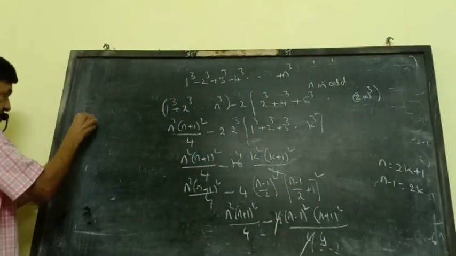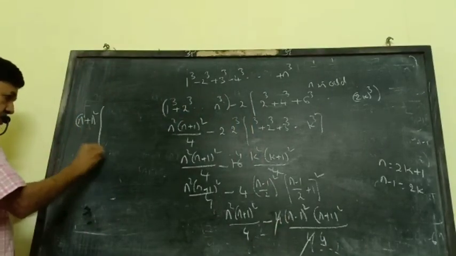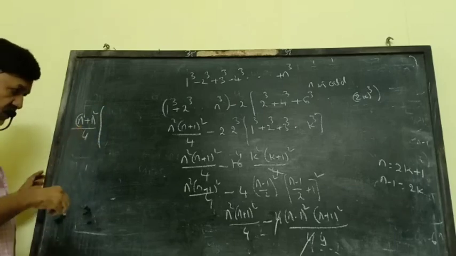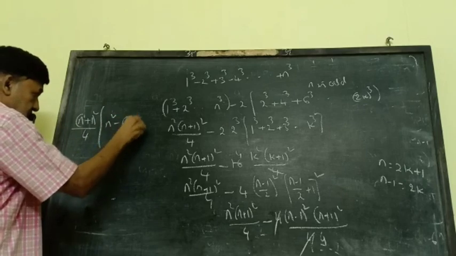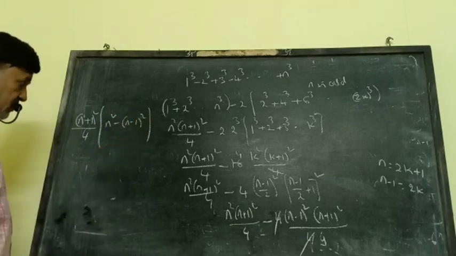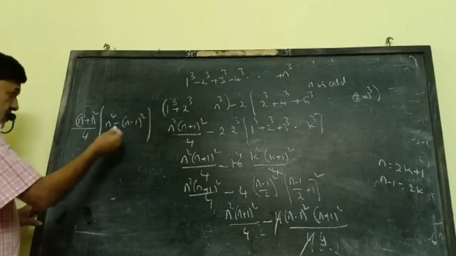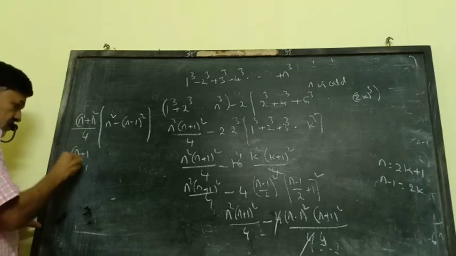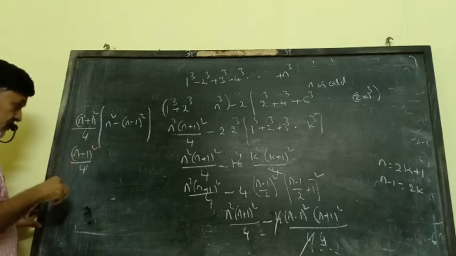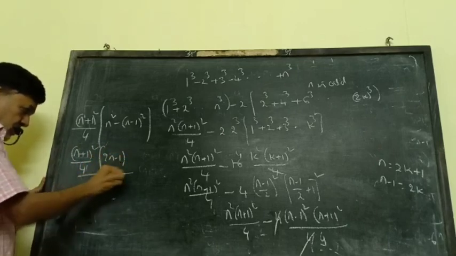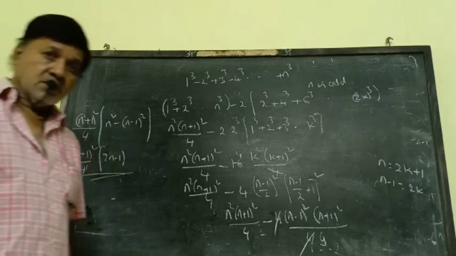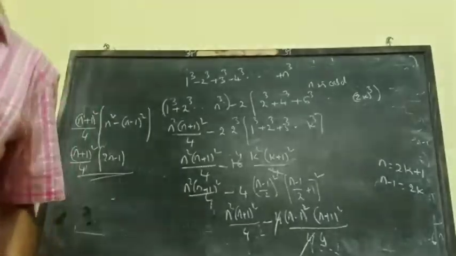What is common in these two? n plus 1 whole square by 4 I can take outside. n square minus n minus 1 whole square. You can simplify this: n plus 1 whole square by 4 into 2n minus 1. Like this you can think. Right.